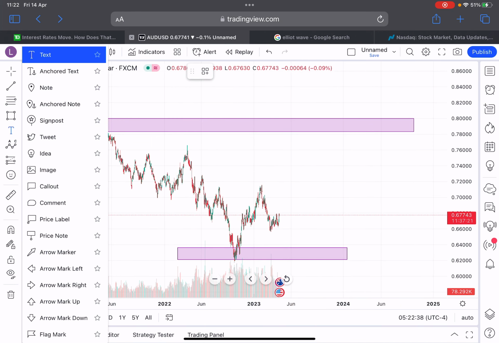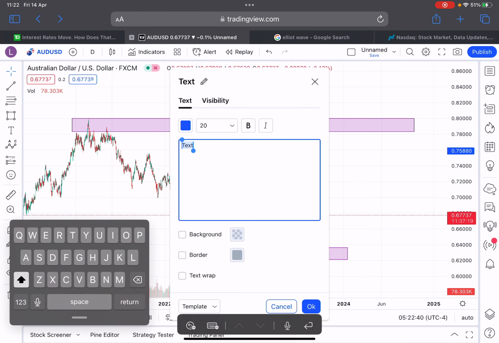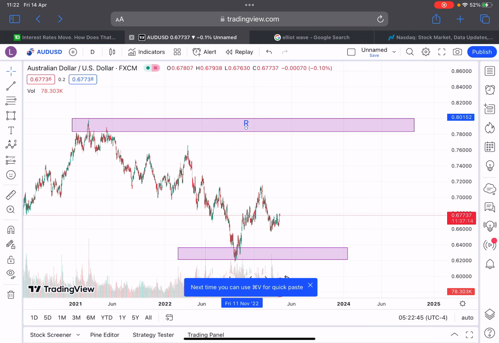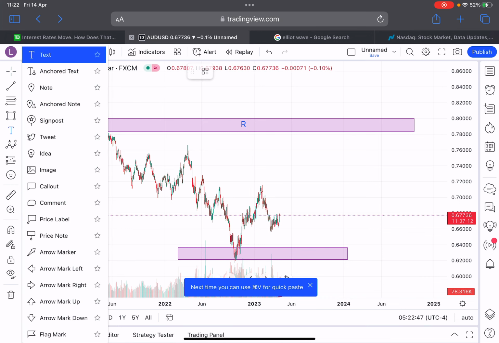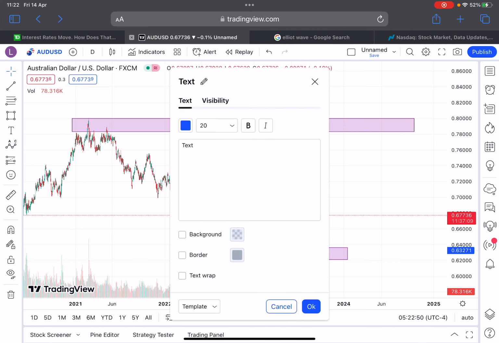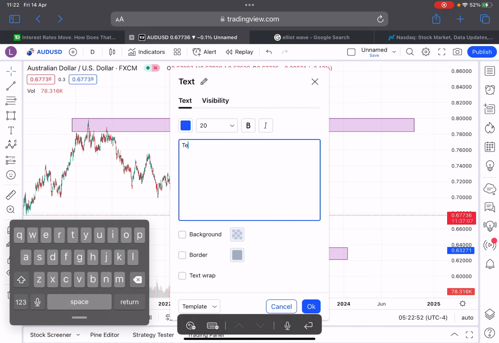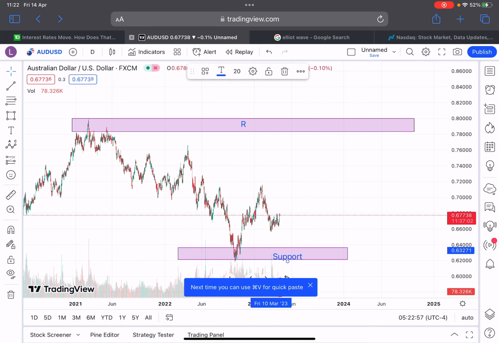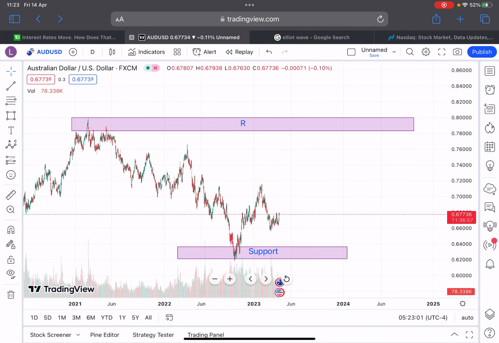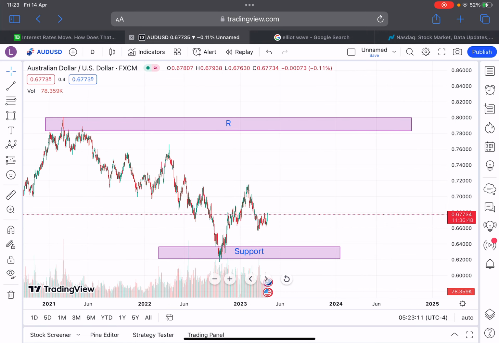Right now I will be highlighting, let me write my R, and so this is my resistance, and this is my support. So this is what I have right now. We will do this on day one to highlight the trend of your chart before you even do anything, your current trend of your chart.